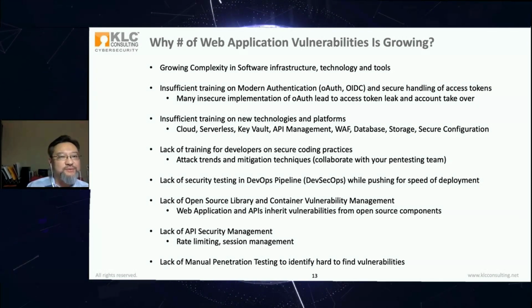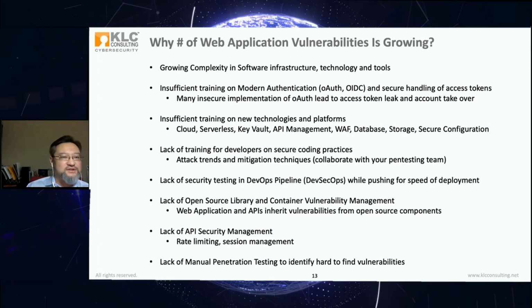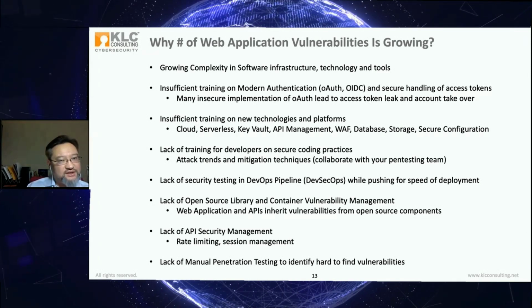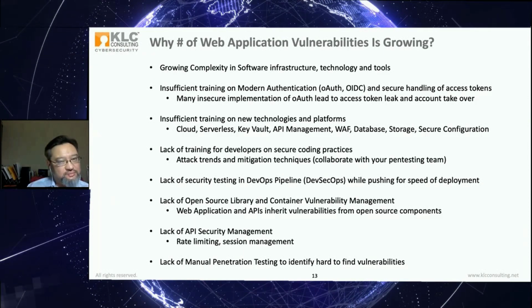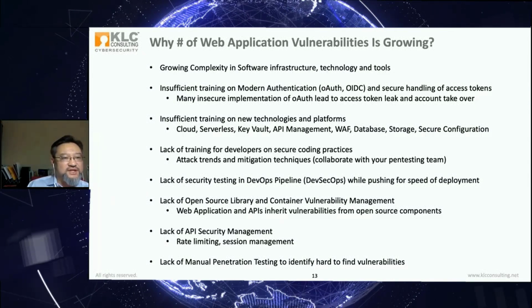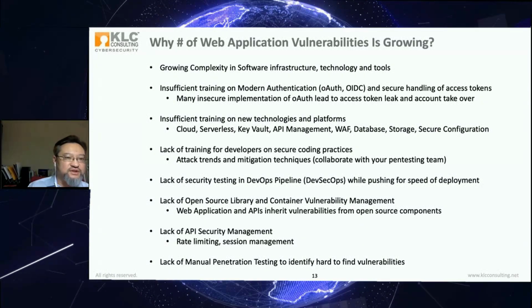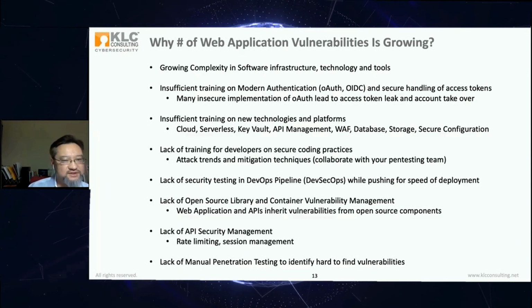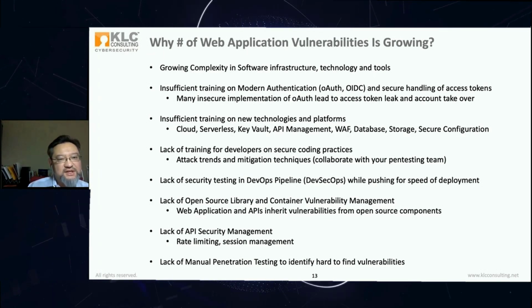All right. So here is a recap of what we have been talking about. Why is the number of web application vulnerabilities growing? There's a growing complexity of the environment. There's insufficient training on modern authentication, OAuth and OpenID Connect, which is built on top of OAuth. Insufficient training on the technology platform, as well as lack of training for developers on secure coding practices. You can train developers on the basic secure coding practices, but they also need to know about new attacks and new trends of attacks.